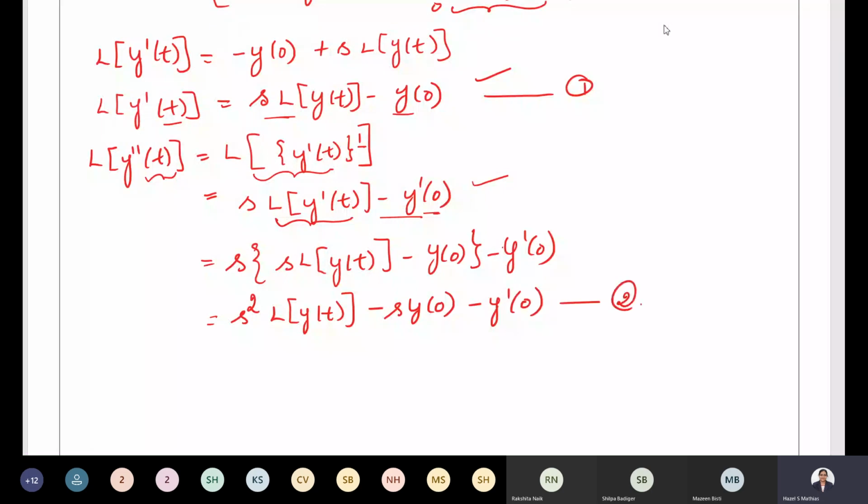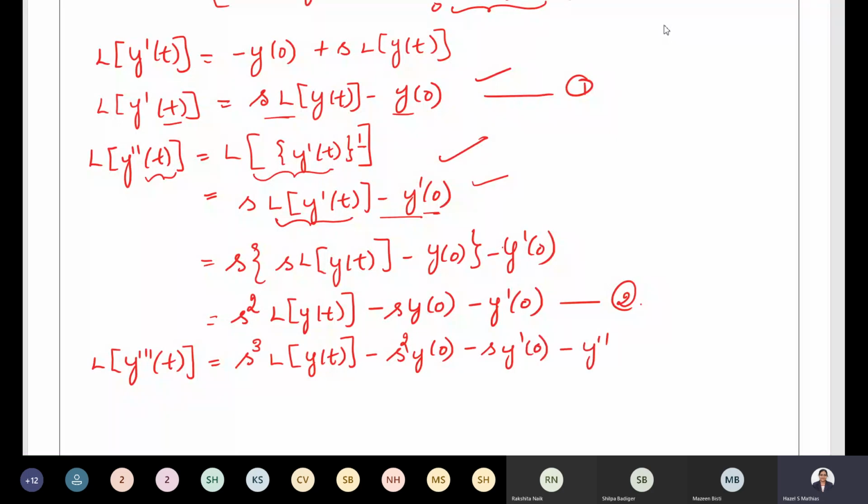Similarly, you can write Laplace transform of y triple dash of t. So what is Laplace transform of y triple dash of t? You have to generalize now. Through the similar way how we have solved here, generalize and write the Laplace transform of the derivative of power 3. It will be s cube into Laplace transform of y of t, minus s square into y of 0, minus s into y dash of 0, minus y double dash of 0. Is it clear, everybody? Any doubt in this?